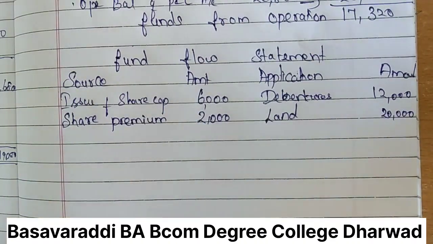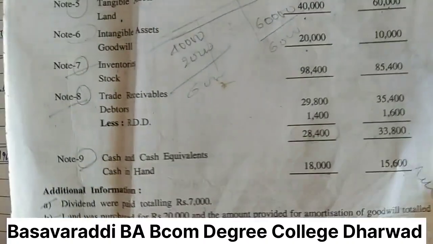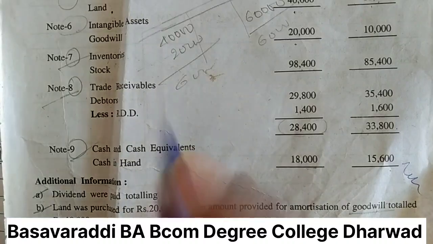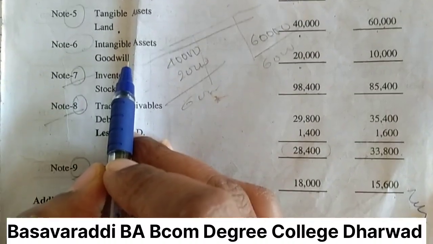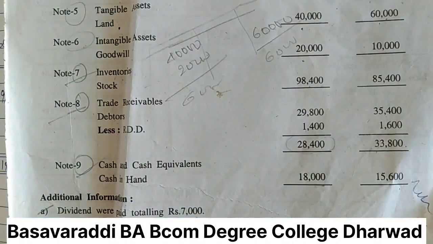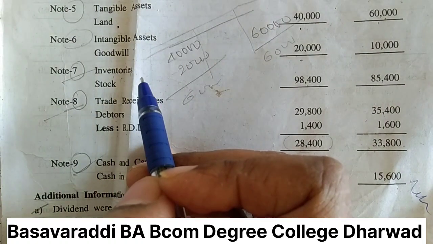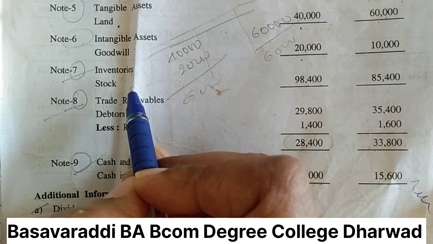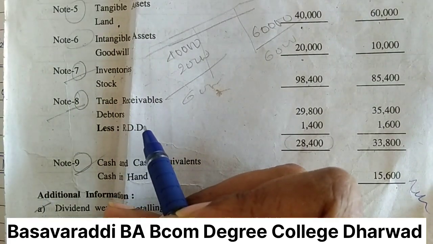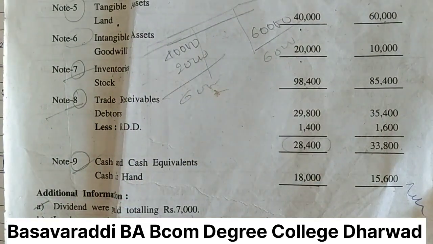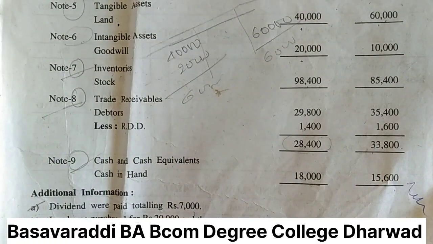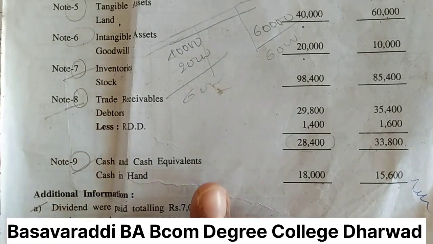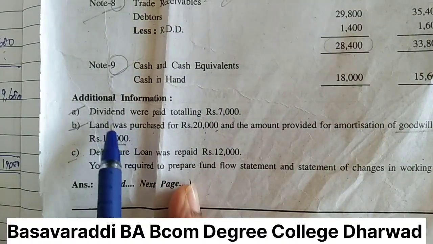The next one, again you have to see the notes. Goodwill, you already entered in the fund from operations. The next one is stock, which you have to enter in the current assets. Debtors are also entered in the current assets. Cash in hand is also entered in the current assets. Now comes the additional information.